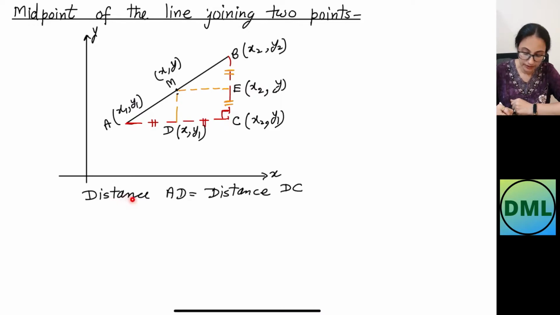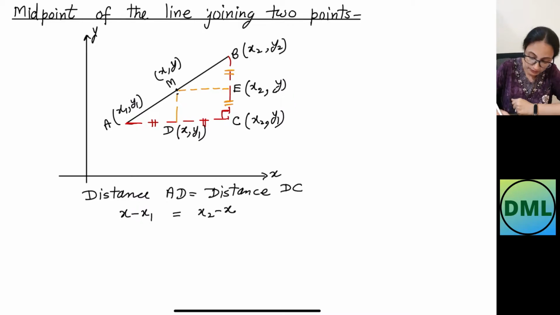So we have distance AD is equal to distance DC. Let's apply the distance formula here. As you can see, there is no change in y coordinate. So change in x coordinate, x minus x1 is equal to x2 minus x. What I'm going to do here is move this x to the left hand side. So it will be x plus x minus x1 is equal to x2.